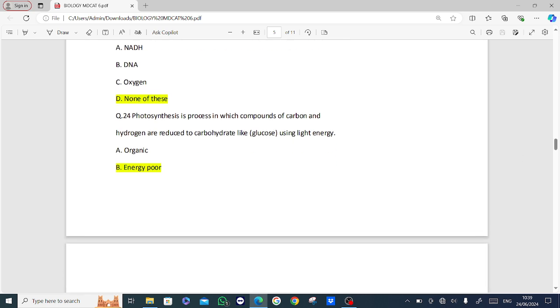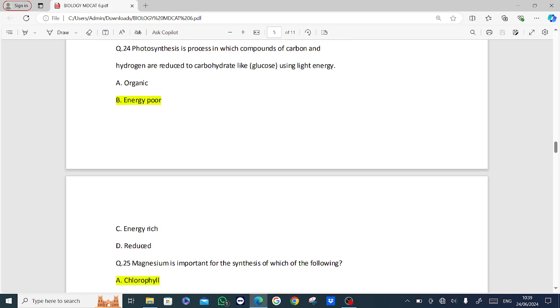Next MCQ is, photosynthesis is a process in which compounds of carbon and hydrogen are reduced to carbohydrate like glucose using light energy. Options are organic, energy poor, energy rich, reduced. Answer is option B, energy poor.